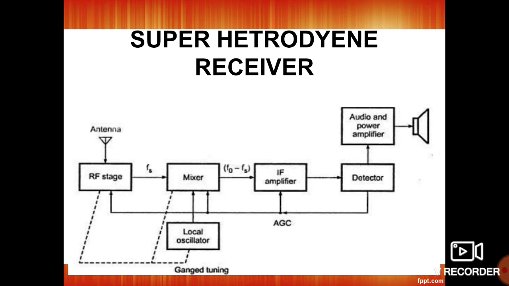The last stage before the final stage is the detector. The detector converts the AM signal at IF to the original modulating signal. A diode detector is most commonly used for AM stages. Here also this superheterodyne receiver uses a diode detector. The output of the detector is a low power audio or modulating signal.